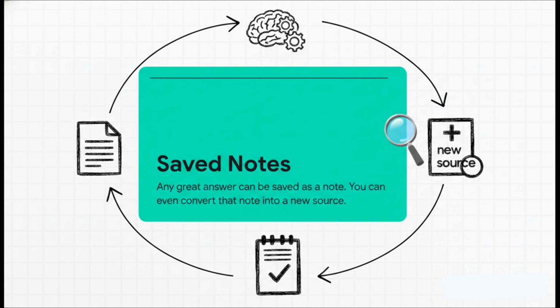This creates a really powerful feedback loop. Let's say you get a brilliant summary or a perfect outline from the AI. You can save it as a note. Then, and this is the really cool part, you can turn that note into a new source, which means you're effectively teaching your AI with its own best insights for your next round of questions.